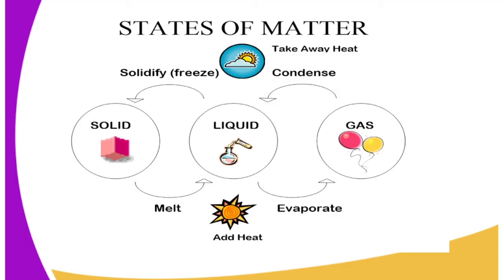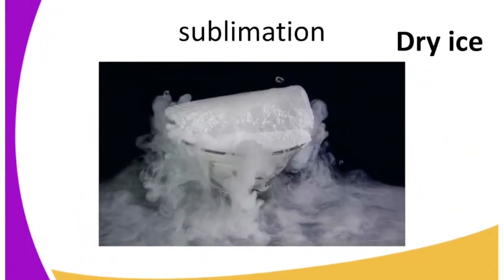There are various substances that undergo sublimation, as we are going to see in this topic. Number 1 substance that undergoes sublimation is dry ice. You can see dry ice is carbon IV oxide that has been dried. It changes directly from solid to gas through a process called sublimation.